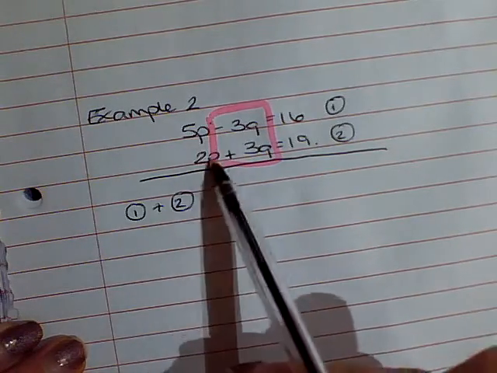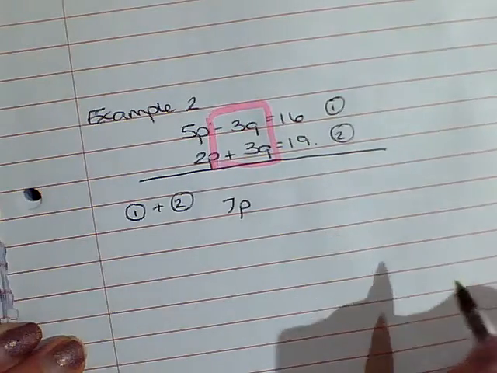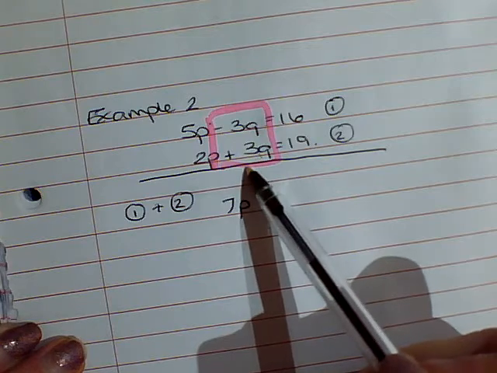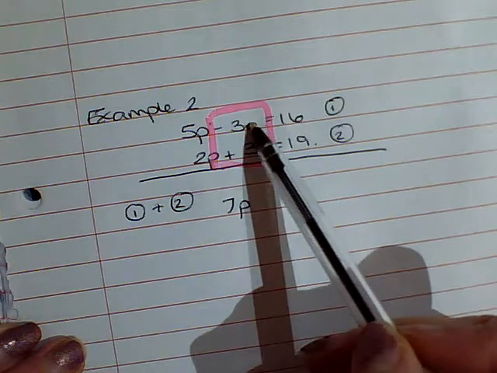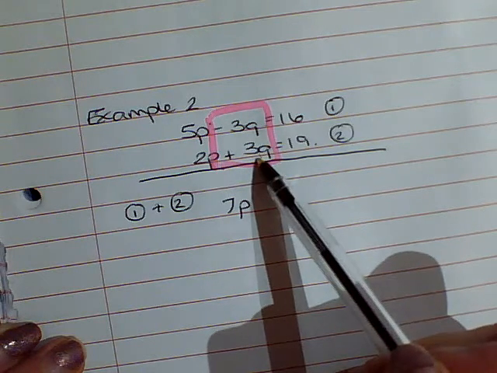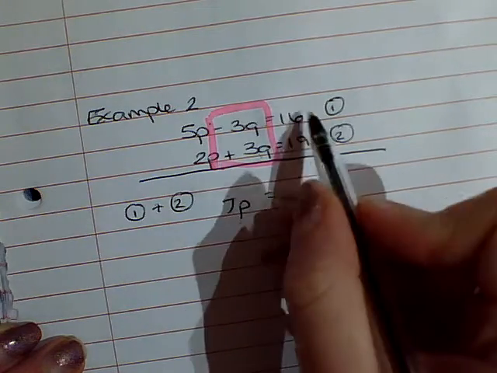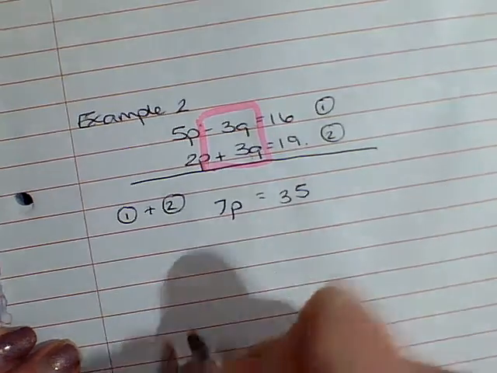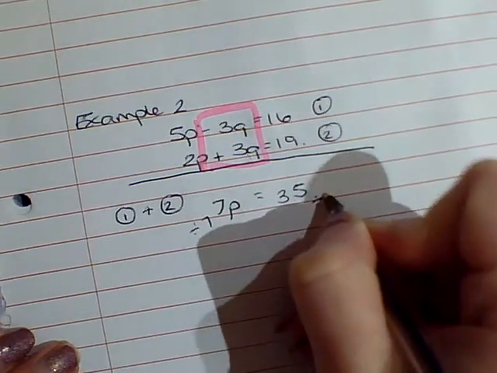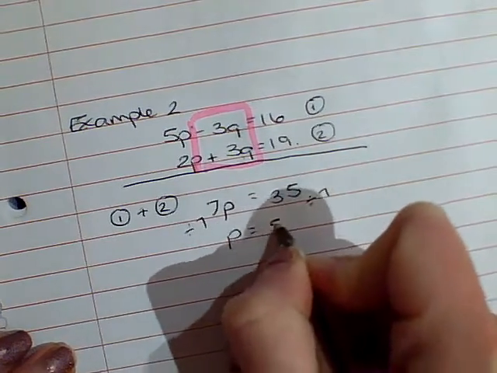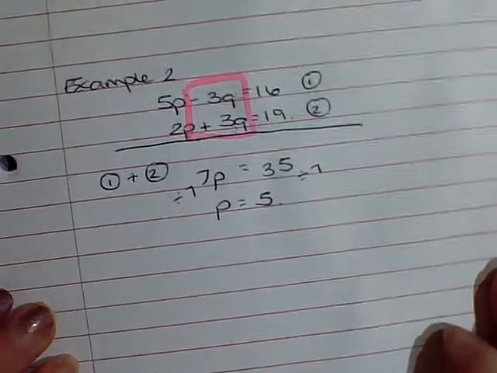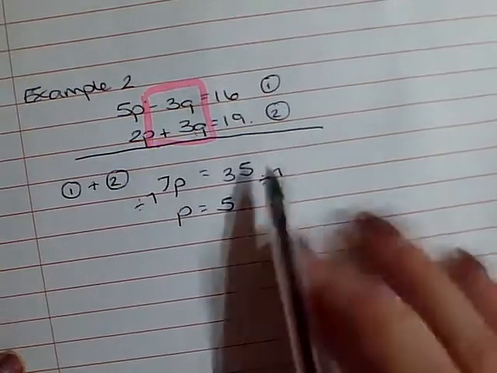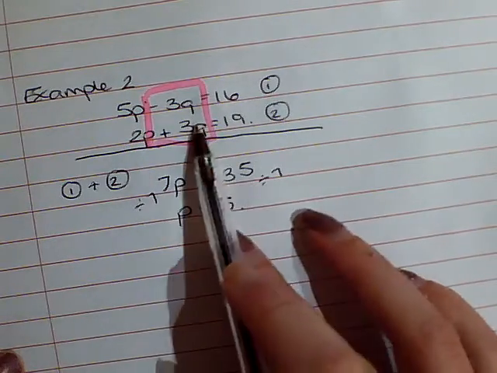5p add 2p, 7p's. Minus 3p add 3q, sorry 3p. Negative 3q add 3q is 0. And 16 add 19 is 35. Divide both sides by 7 and we get p equals 5. And now I'm ready to substitute that into one of the equations. So I'll just substitute it into equation 2, purely because they're all positive.